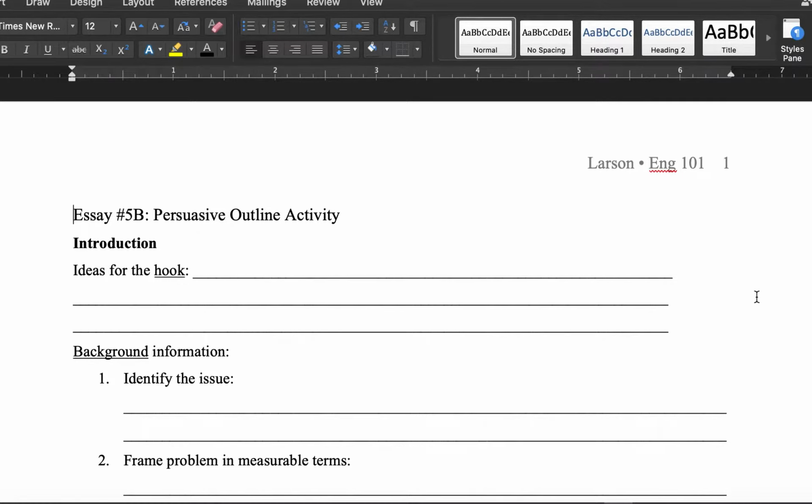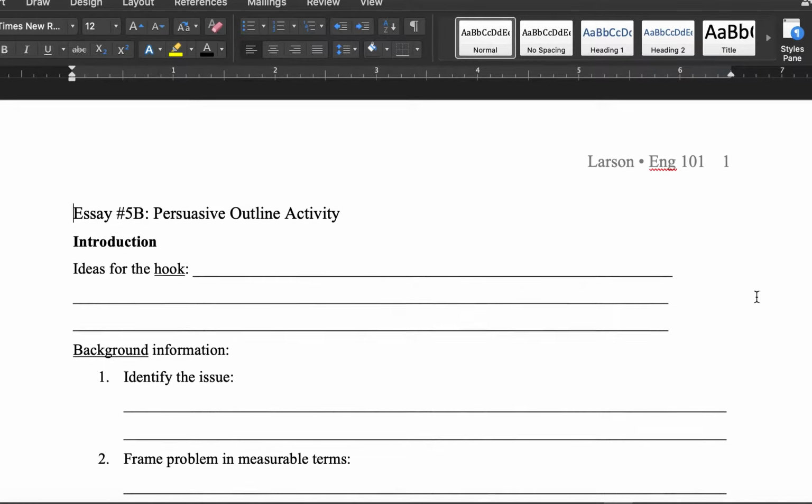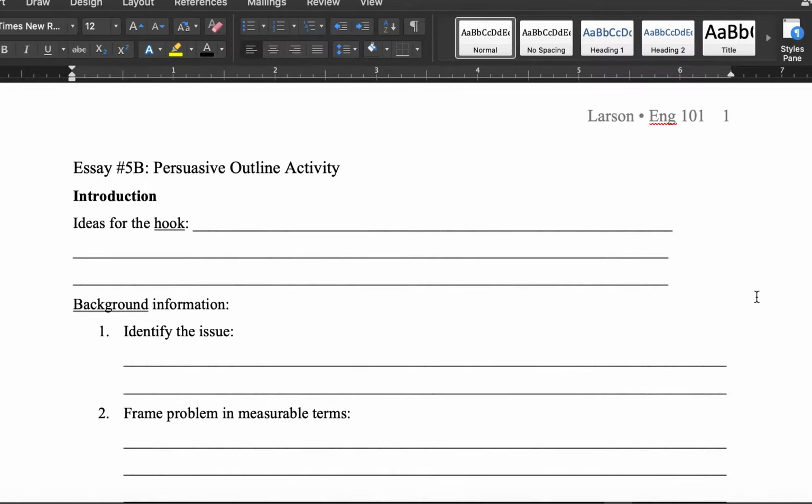Let's talk about the persuasive essay outline activity. This document has been attached in an email that I sent to you, and you will use it to prepare for the persuasive essay itself. So let's walk through it so you have some idea what's involved in terms of this outline particularly.